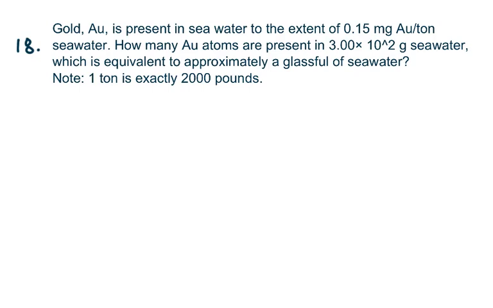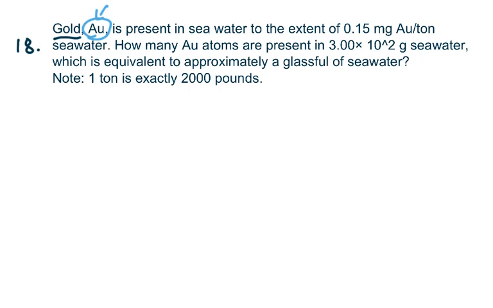Number 18. This one is talking about gold, and its symbol AU. Hopefully you recognize that AU is gold. It's present in seawater to the extent of 0.15 milligrams of gold per ton of water. And then how many gold atoms are present in 3 times 10 to the second grams of water.